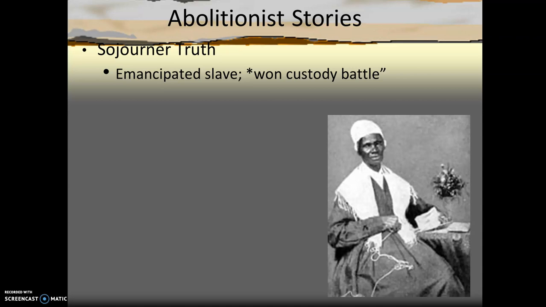In 1827, all slaves in New York were officially emancipated, and New York had those gradual laws. But her 5-year-old son was sold to new masters in Alabama shortly before the emancipation took effect, and this was a violation of New York law. Newly freed, she sued, and she won her son's return. So that custody rights case that we took a look at with women's rights, that was her.